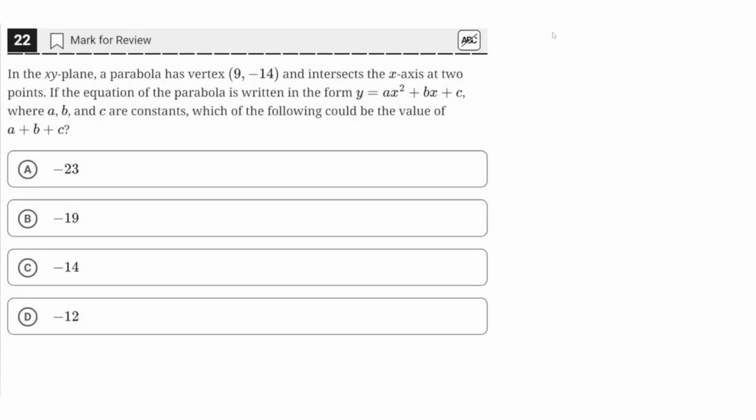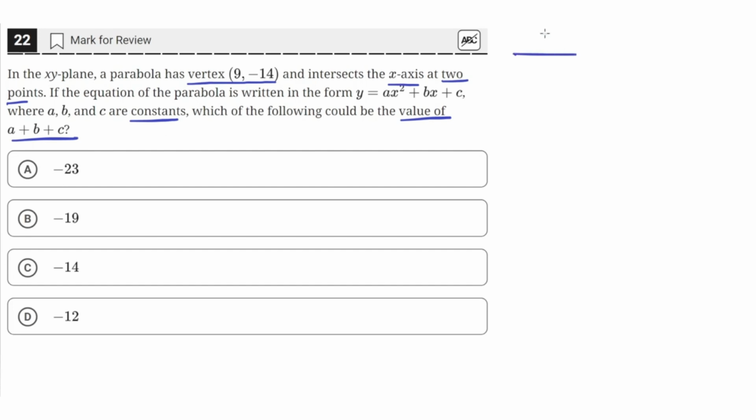In the xy plane, a parabola has a vertex (9, -14). It intersects the x-axis at 2 points. If the equation of the parabola is written in the form y equals ax squared plus bx plus c, where a, b, and c are constants, which of the following could be the value of a plus b plus c?